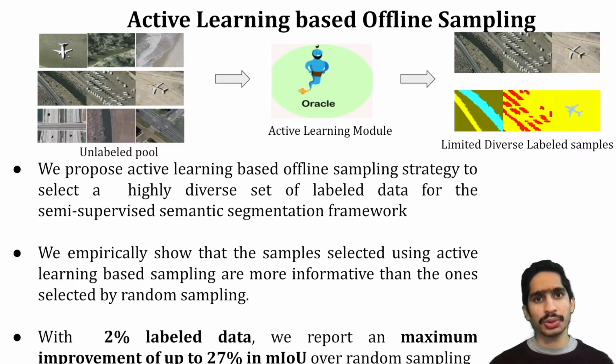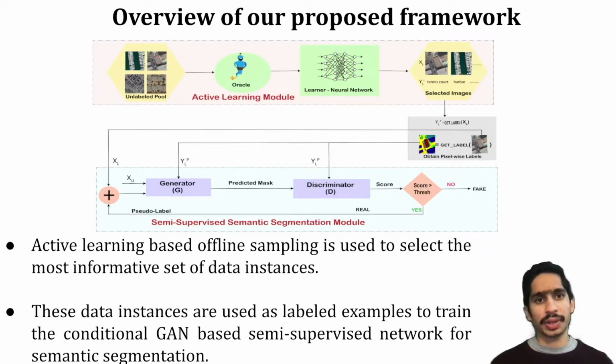Thus, we propose to use active learning to select a highly representative set of labeled training samples. Active learning aims to select the most informative data instances for labeling based on some information measure. We compare active learning based offline sampling to random sampling and show a significant performance improvement. This is the overview of our framework. We used active learning based offline sampling to select the most informative set of data instances for a semi-supervised framework.